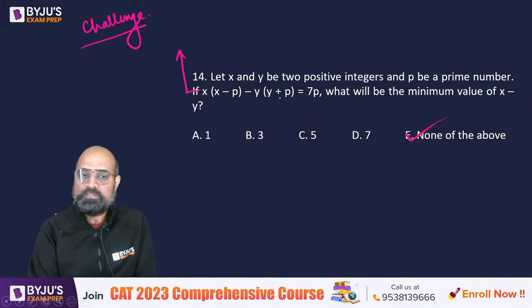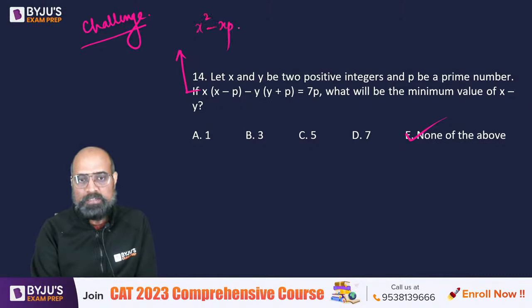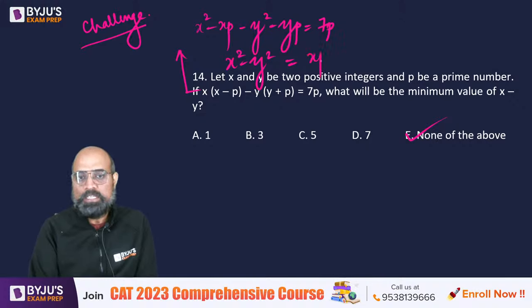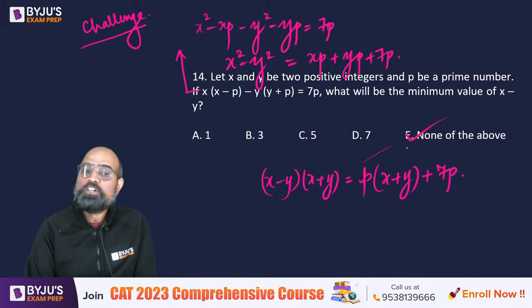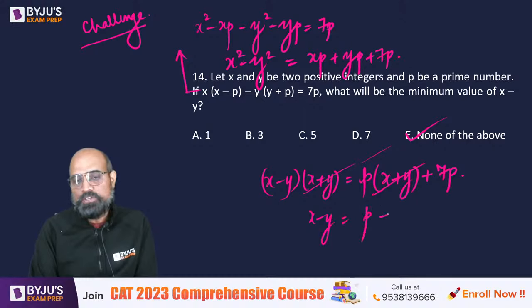All you had to do was open the brackets. Keep x square minus y square on one side and all the p components on the other side. Then x square minus y square can be written as x minus y into x plus y, and you can take out p from there and you can write this as x plus y. And let me write 7p separately. Now if I divide throughout by x plus y, I will have x minus y is equal to p plus 7p by x plus y.